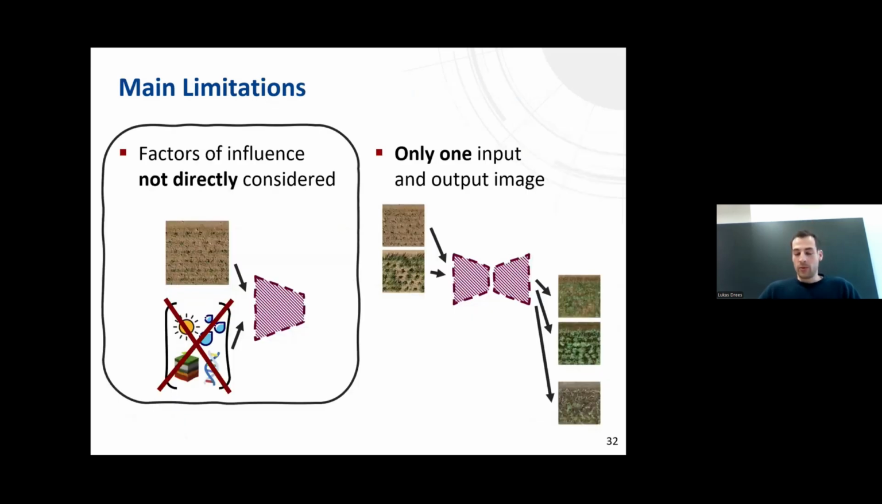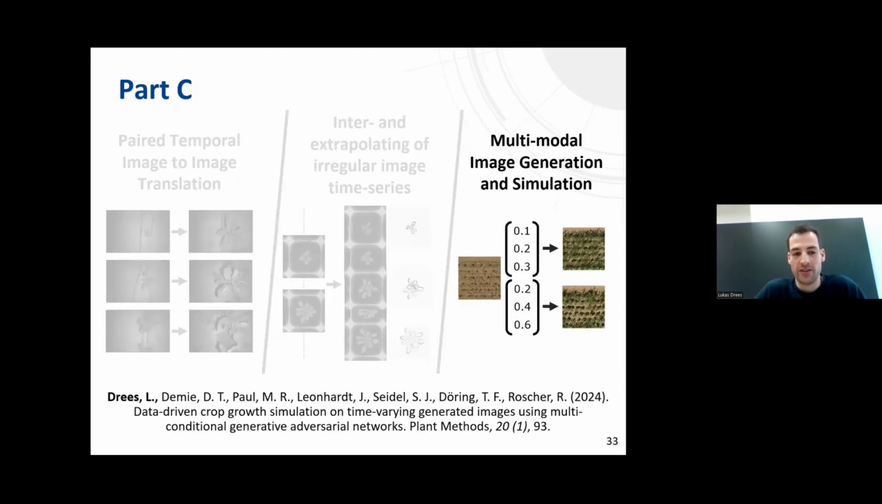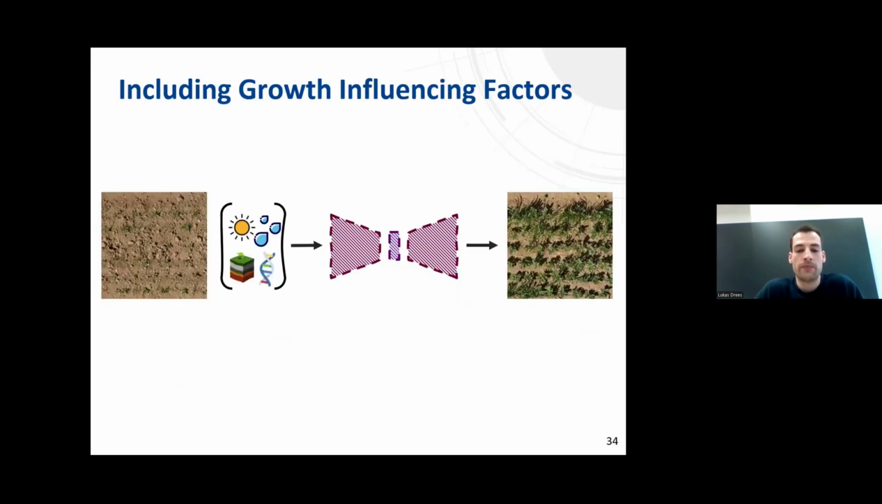So coming back to our limitations, we still didn't include the factors of influence in the model. And this is something we want to tackle in the last paper when we do multimodal image generation, which is really quite new for the application of crop growth modeling, I would say. And as I said in the beginning, it's really impossible to take all factors of influence into account because there are just too many factors.